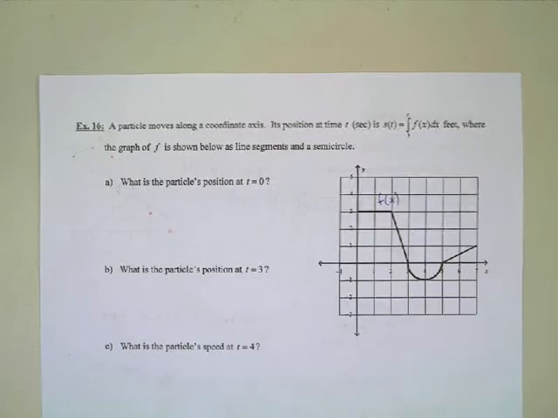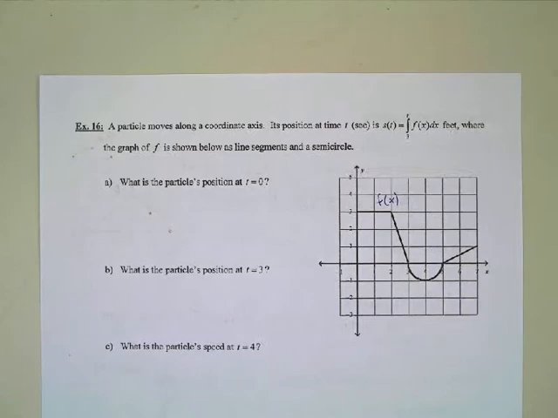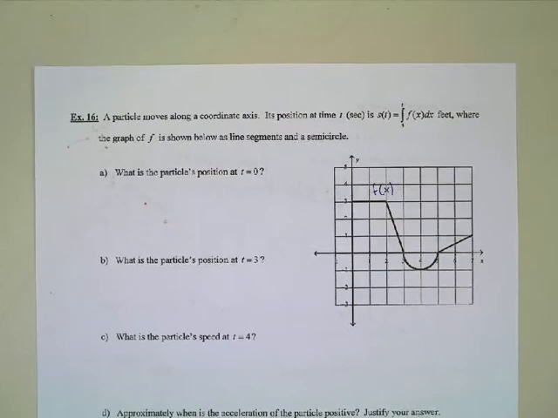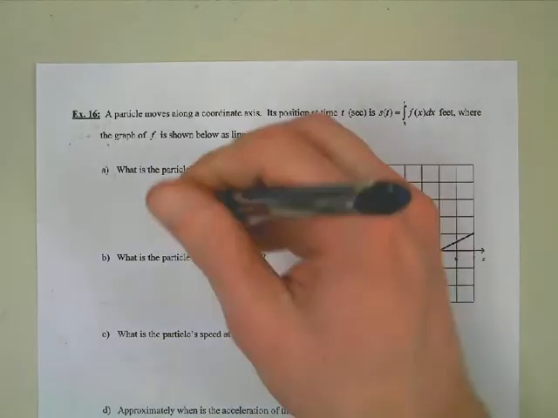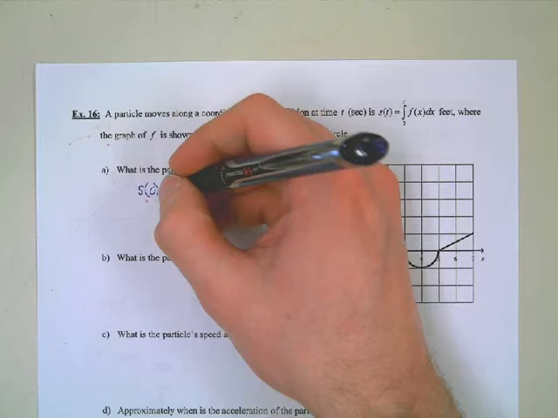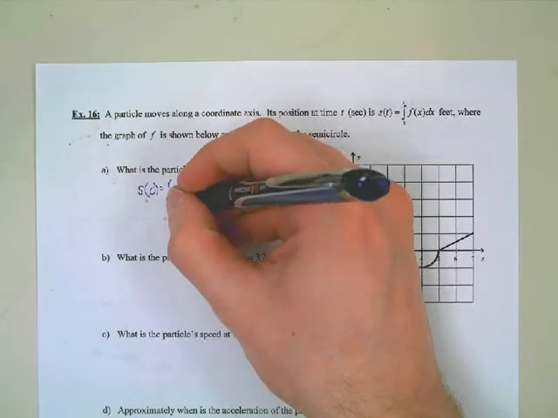I want you to tell me the particle's position at time t equals 0, so go ahead and find that particle's position at time t equals 0, please. Give that a shot, on your own. And again, s of t is the integral from 3 to t of f of x dx. So for s of 0, it's going to be the integral from 3 to 0 of f of x.